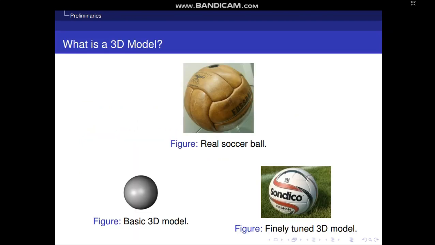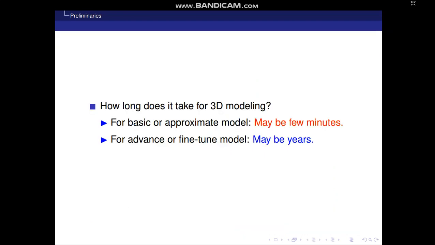The real soccer ball looks like this. Its basic 3D model looks like this, spherical, and its more advanced model looks like this, more realistic. Now the natural question arises, how long does it take for 3D modeling? Well, for basic or approximate model maybe few minutes, and for advanced or fine-tuned model maybe years.